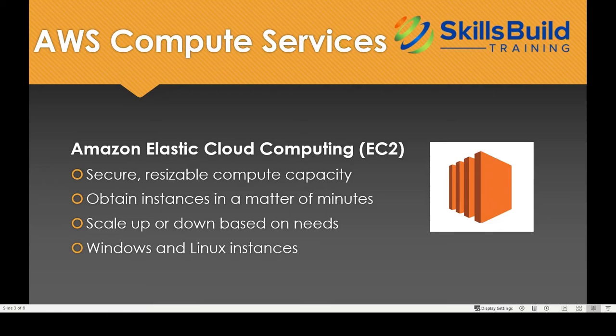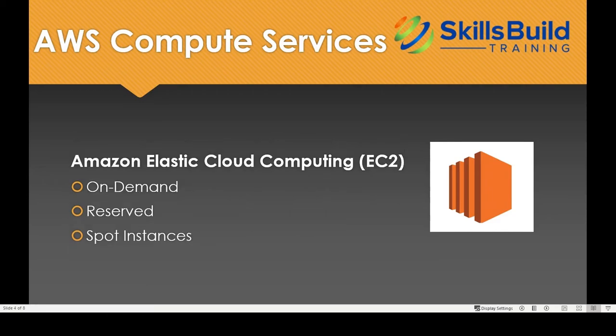Amazon EC2 changes the economics of computing by allowing you to pay only for the capacity that you actually use. Amazon EC2 provides developers and system administrators with the tools to build failure-resilient applications and isolate themselves from common failure scenarios. Amazon EC2 passes on to you the financial benefits of Amazon scale. You pay a very low rate for the compute capacity you actually consume. And there are three types of instances on AWS that you should know.